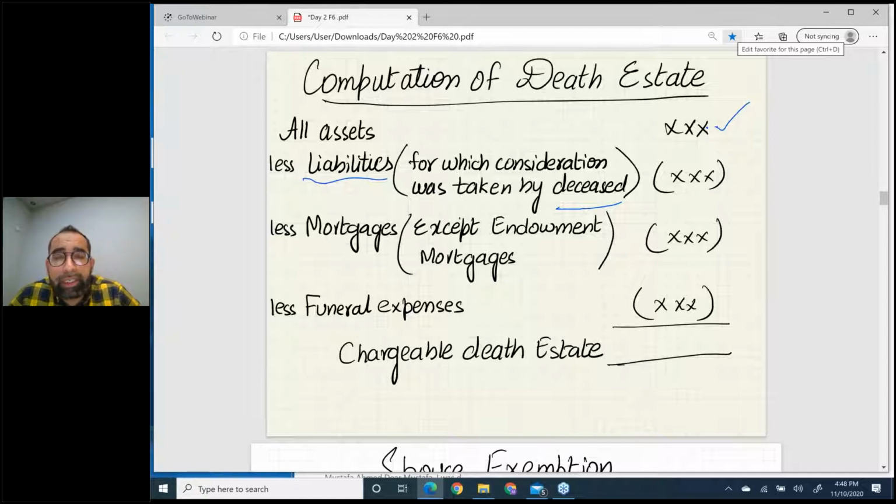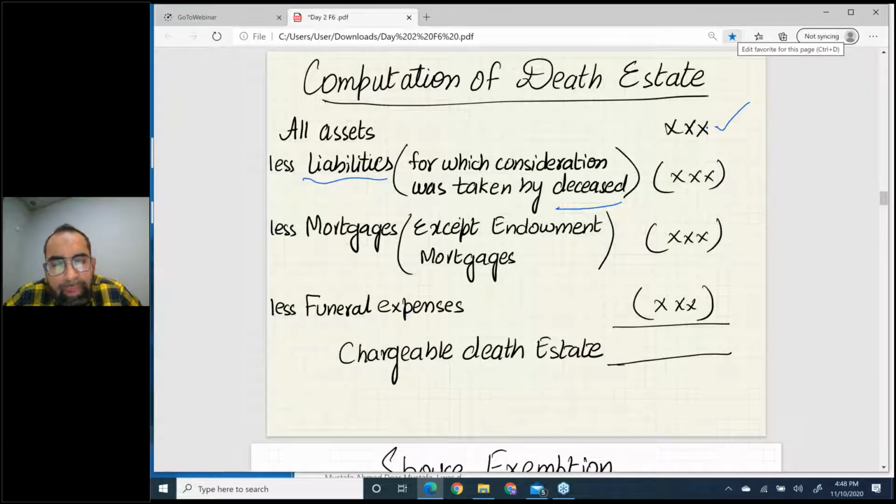Listen, what is an endowment mortgage? An endowment mortgage means you have taken a loan, but you are not responsible to pay that loan. The insurance company will pay that loan. So you are not responsible. That's why that endowment mortgage will not be deducted from your death estate calculation.